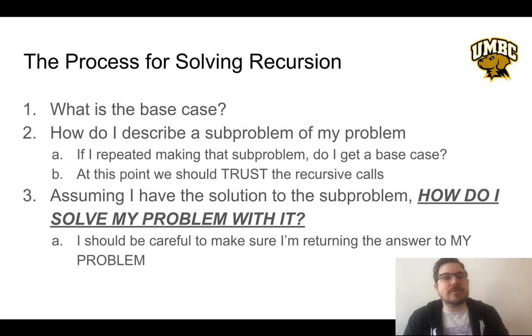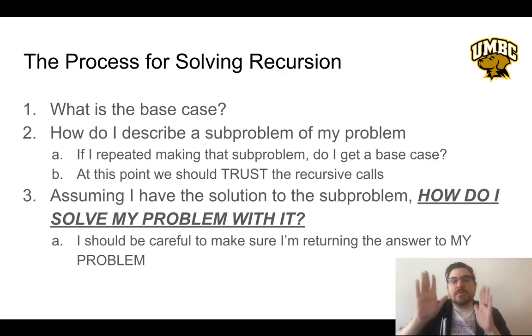How do I describe a subproblem of my problem? So if I'm given a problem that isn't the base case version, how do I shave a little bit off? How do I get one of those fancy mandolins that they use to shave? It's got a little blade in it. How do I shave just a little bit of the problem off and then have a slightly smaller problem that I can go ask somebody else to deal with?